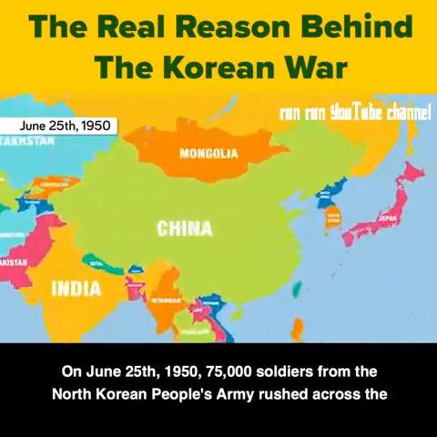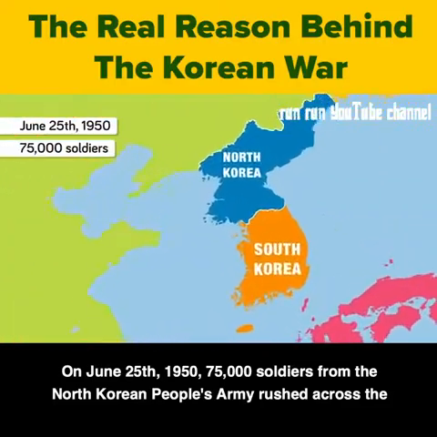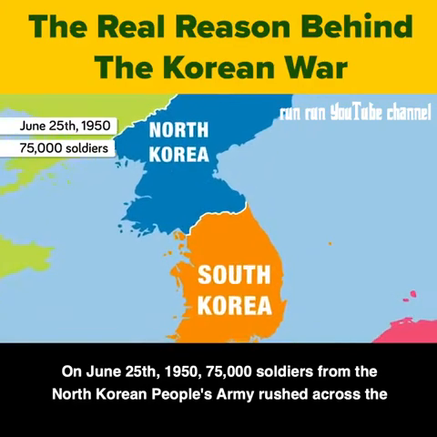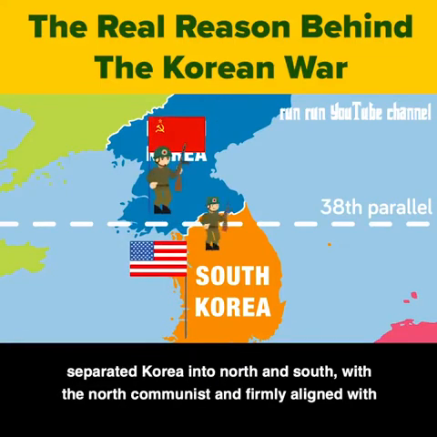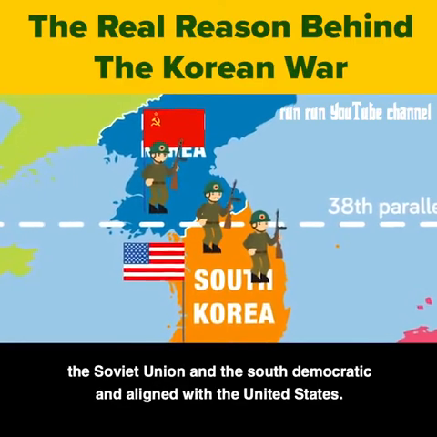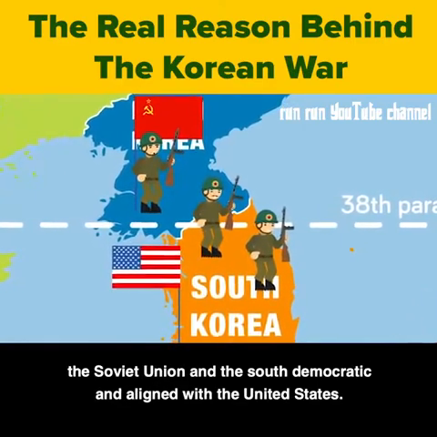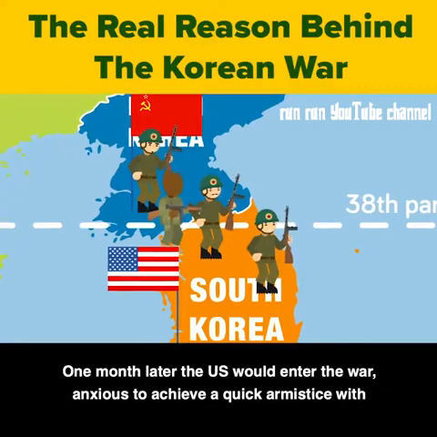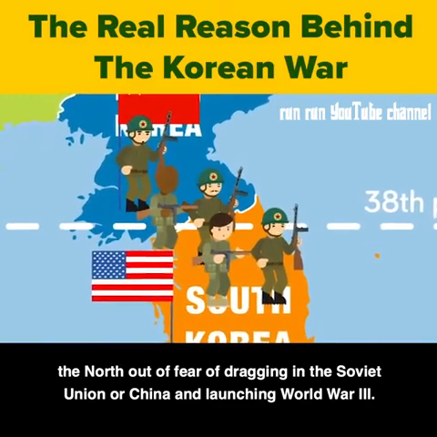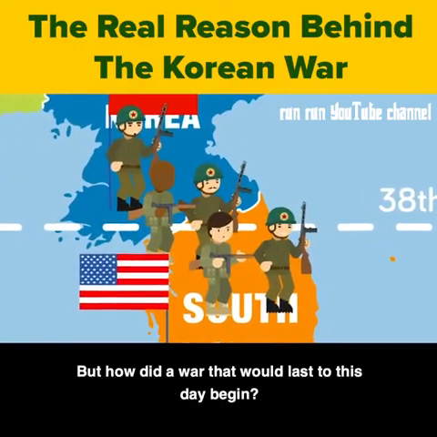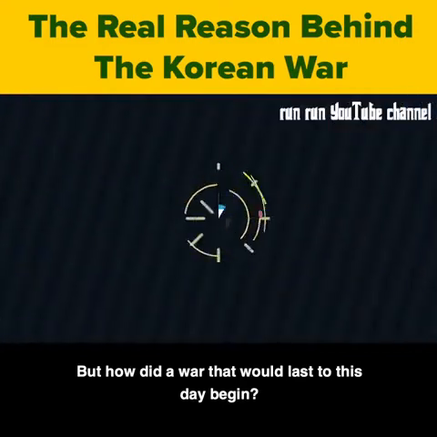On June 25, 1950, 75,000 soldiers from the North Korean People's Army rushed across the 38th parallel, a boundary drawn up between the United States and the Soviet Union, which separated Korea into North and South, with the North communist and firmly aligned with the Soviet Union, and the South democratic and aligned with the United States. One month later, the United States would enter the war, anxious to achieve a quick armistice with the North out of fear of dragging in the Soviet Union or China and launching World War III. But how did a war that would last to this day begin?